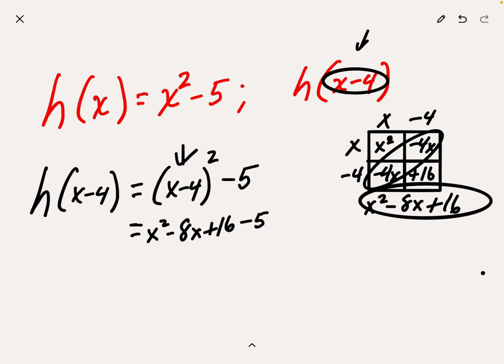Now we're almost done. We just have one more step to simplify this. X squared minus 8x, and 16 minus 5 is 11. So that's our answer: h of x minus 4 is equal to x squared minus 8x plus 11. We can't simplify that anymore. Okay? So that's our answer.